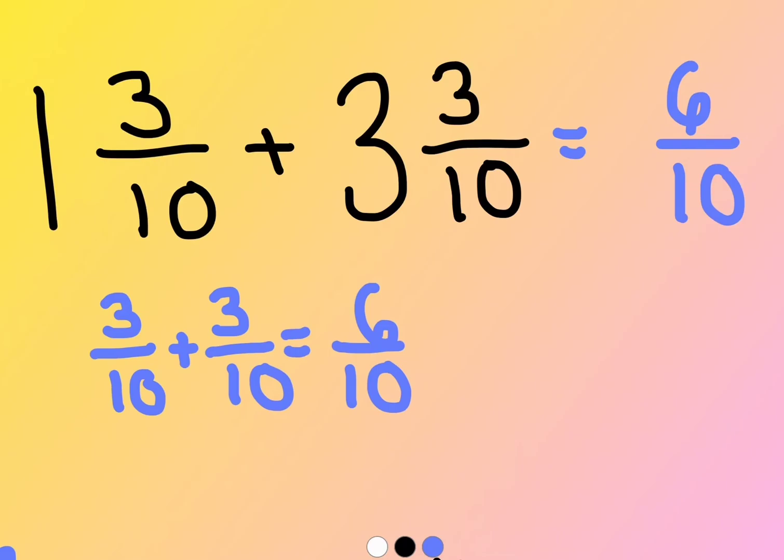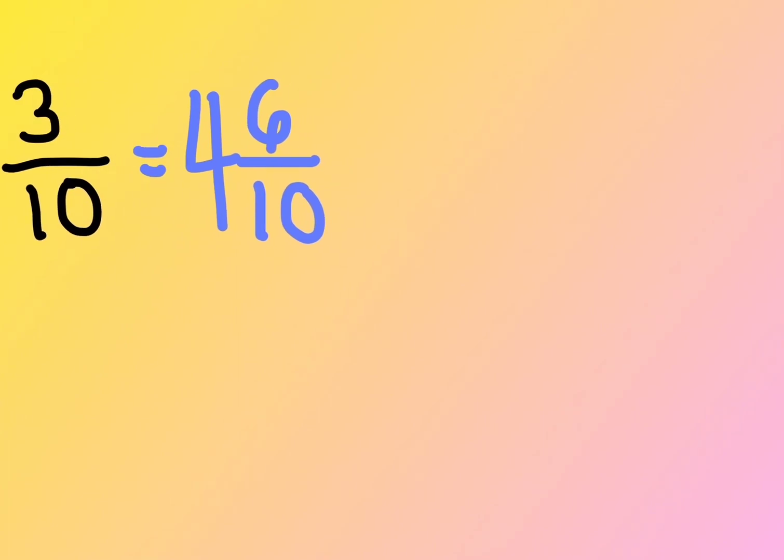Now I look at my wholes. I have 1 whole plus 3 wholes, and that gives me 4 wholes. So my answer is close to 4 6/10, but the last thing I need to do before you get done with any problem is see if you can simplify it. Is there anything that can go into both the numerator and the denominator?